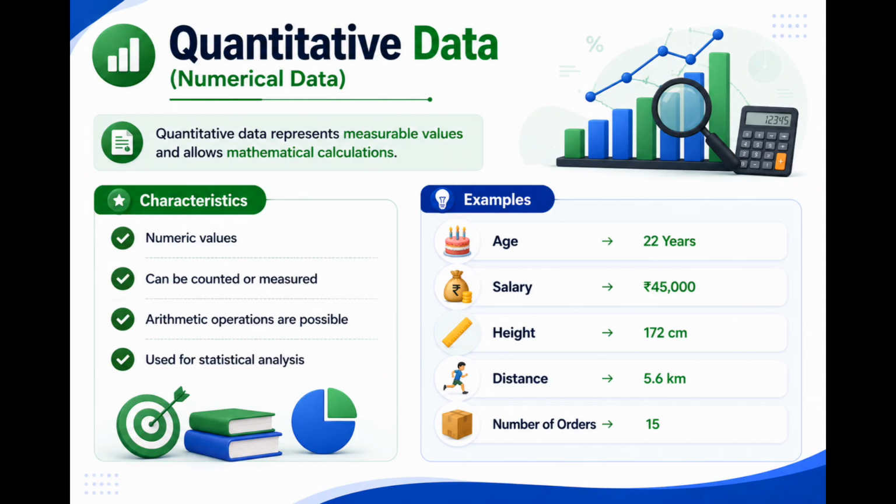Now let's understand quantitative data, also known as numerical data. As the name suggests, this type of data represents measurable values and allows mathematical calculations. Since these are numeric values, they can be counted or measured, and arithmetic operations like addition, subtraction, multiplication, and division are possible. That's why quantitative data is widely used for statistical analysis. Common examples include age, salary, height, distance, and the number of orders. In short, whenever you see data that can be measured or calculated using numbers, it is quantitative data.